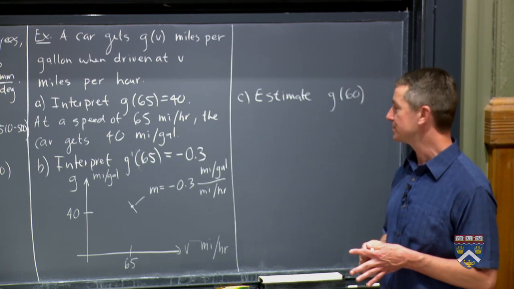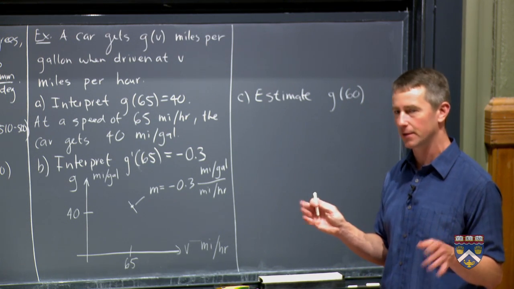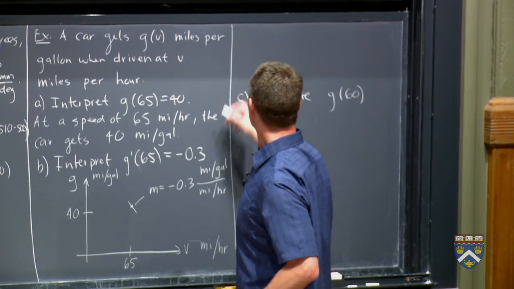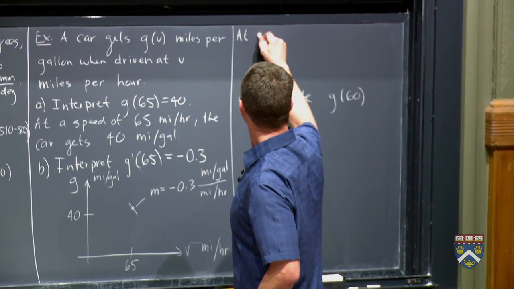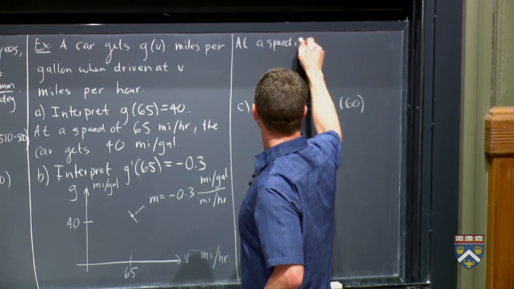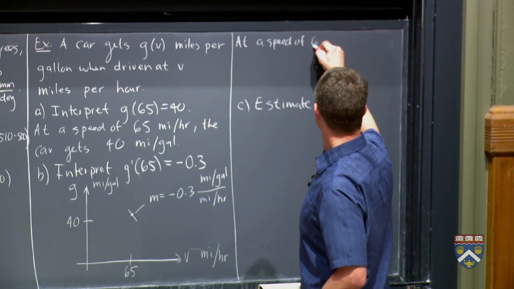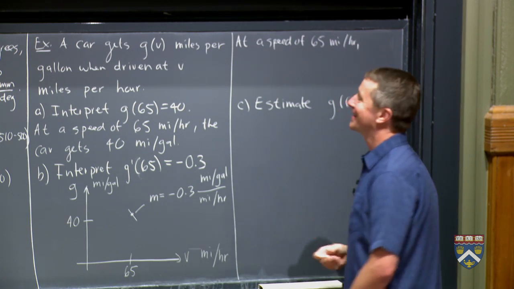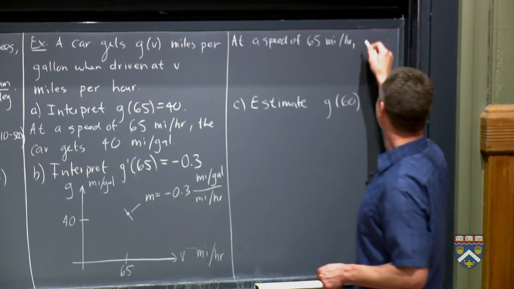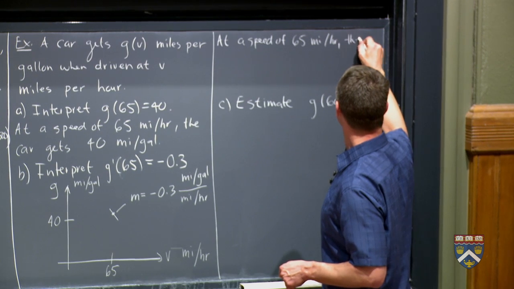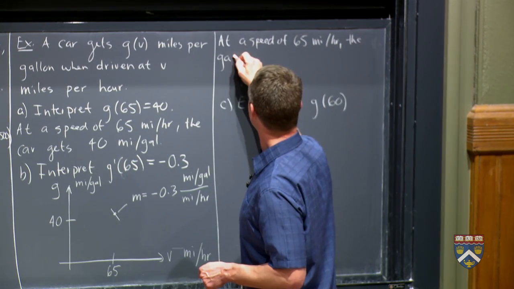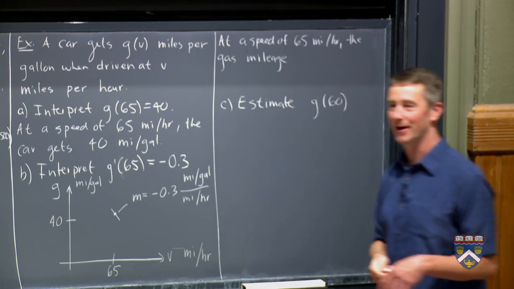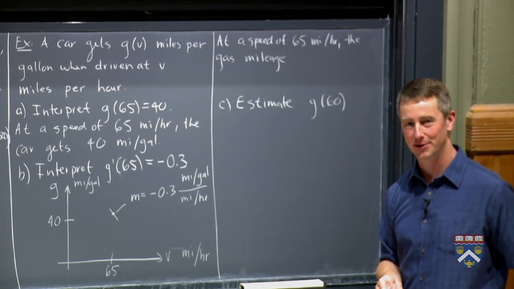And if you want to think about this in terms of hours per gallon, that's a great way to think about it. But let's try to write it out one way or the other here. So we're saying that at a speed of 65 miles per hour, what is happening? The car's gas mileage, and what is the gas mileage doing? Is the gas mileage increasing or decreasing?